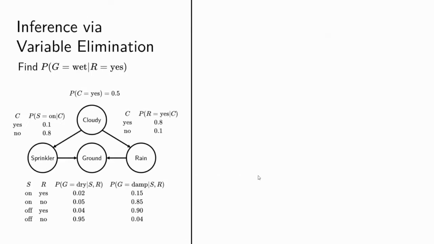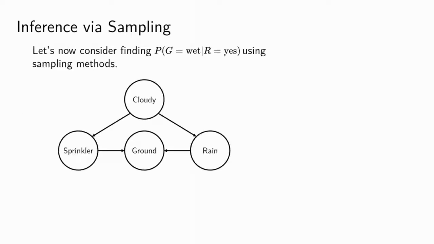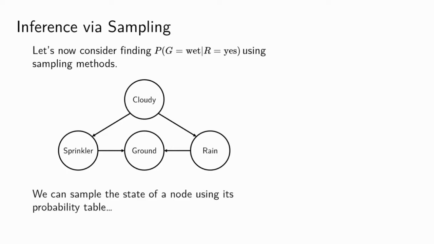All right, so let's go back. We've concluded that we are going to get 19.68%. Again, you can verify that, but I won't do it here. But now, let's consider doing the same thing using an approximate method, in particular, sampling. Again, we want to figure out the probability that the ground is wet given that it's raining.